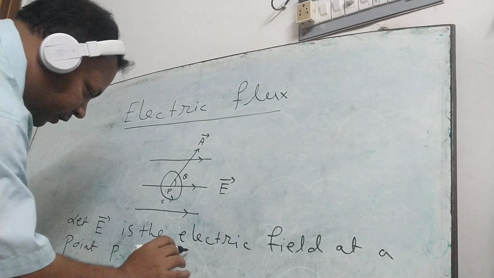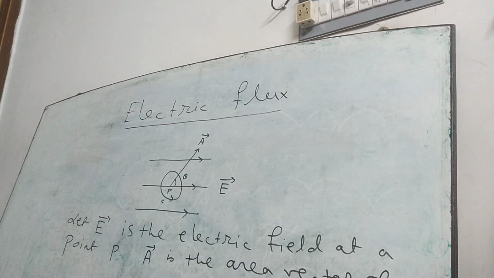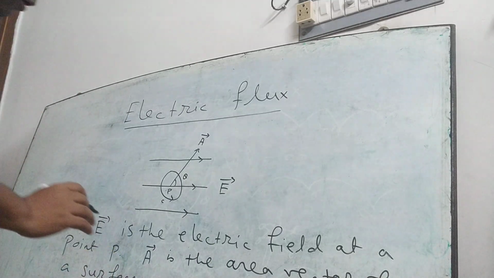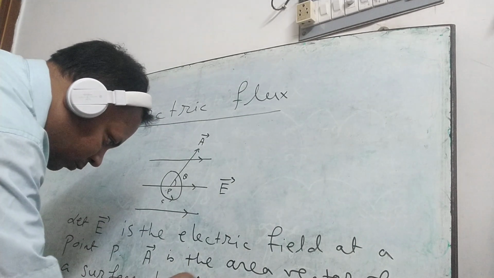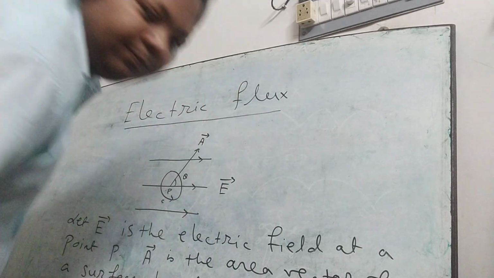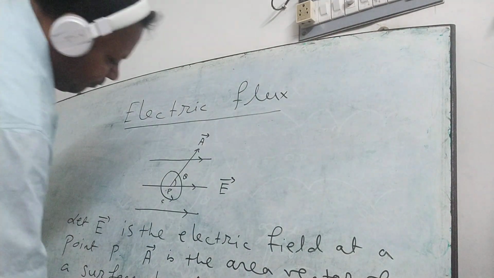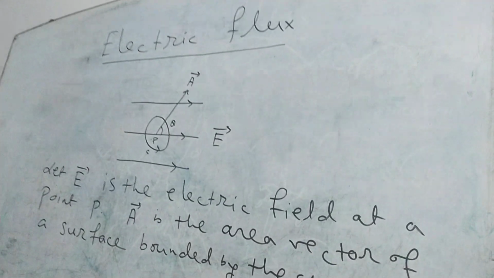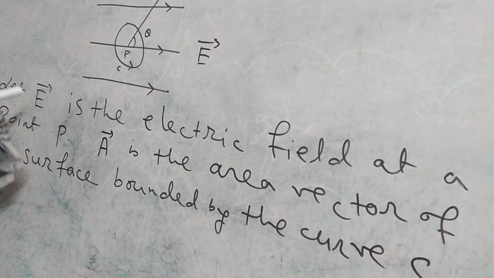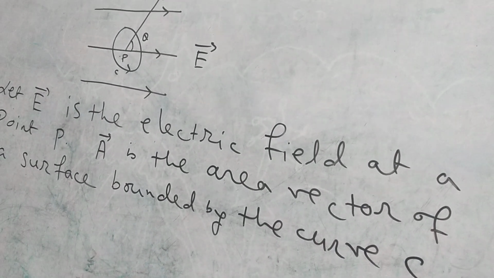Capital A is the area vector of a surface bounded by the curve C. Let E be the electric field at a point P, and capital A the area vector of a surface bounded by the curve C at that point P.